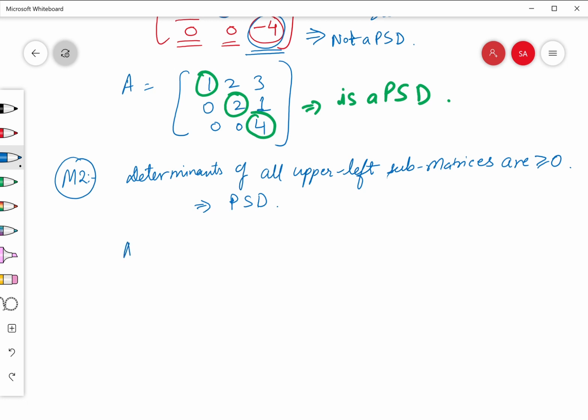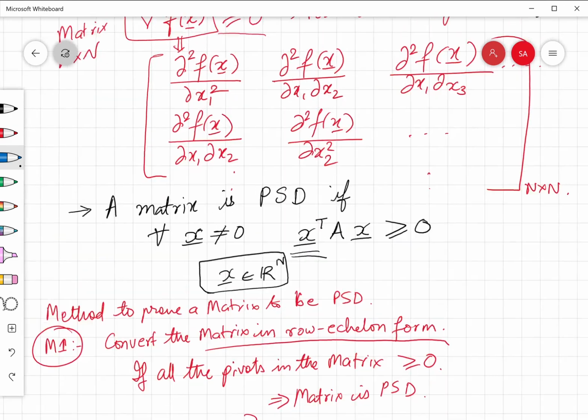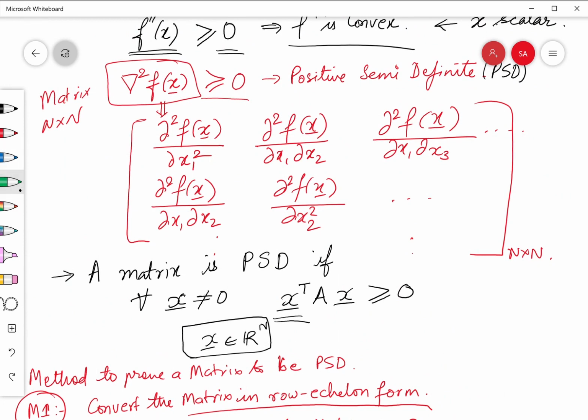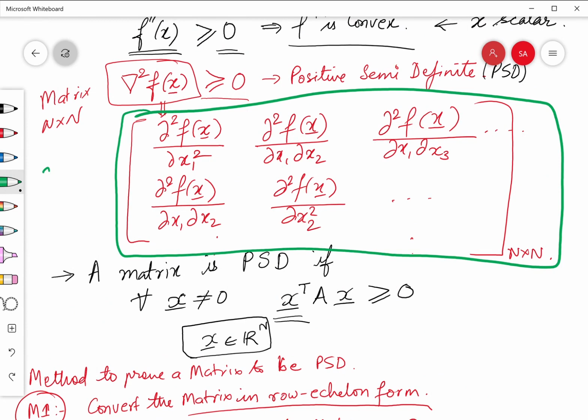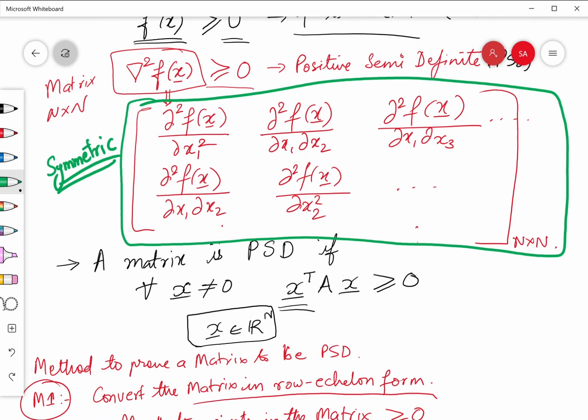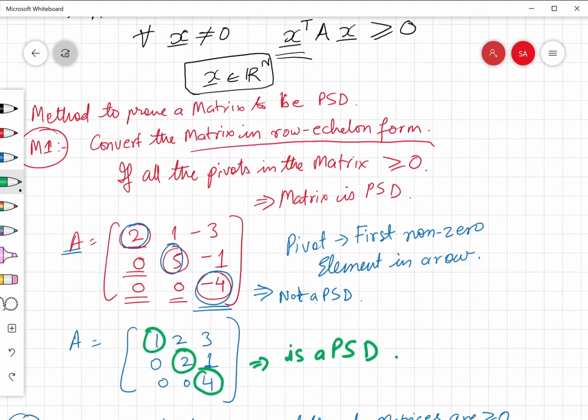Let me take an example. Let's say A is given to you something like this: 2, minus 1, 0, minus 1, 2, minus 1, and 0, minus 1, 2. Please remember that this particular matrix, the Hessian matrix, is always symmetric. You can see these two components are the same, and so on.